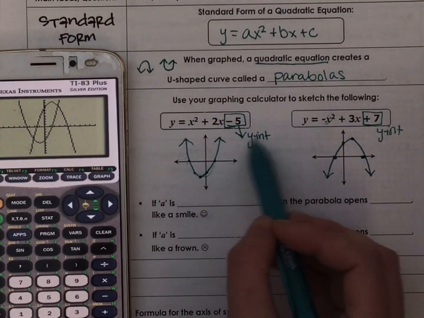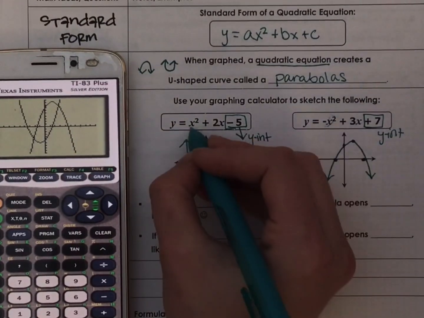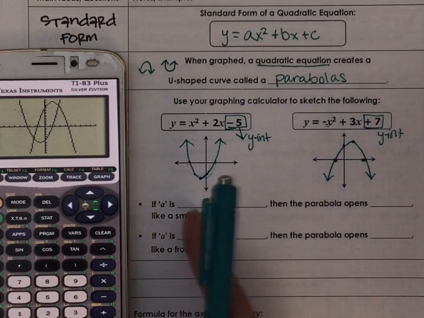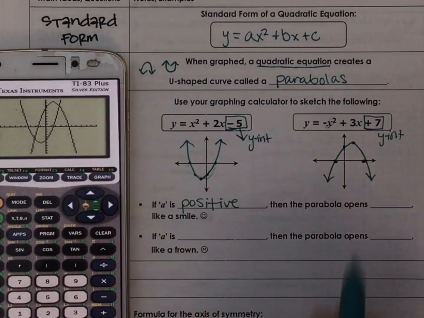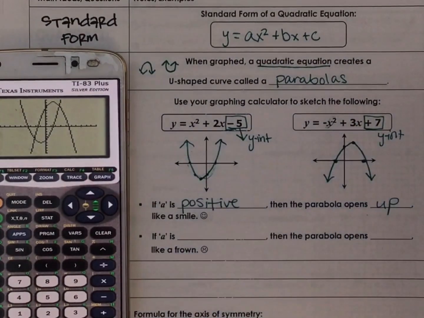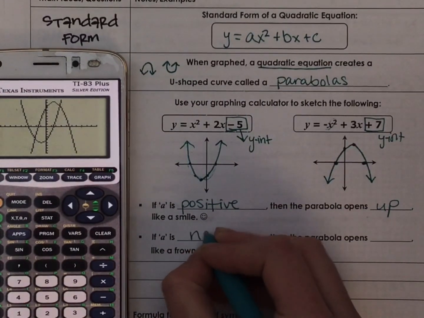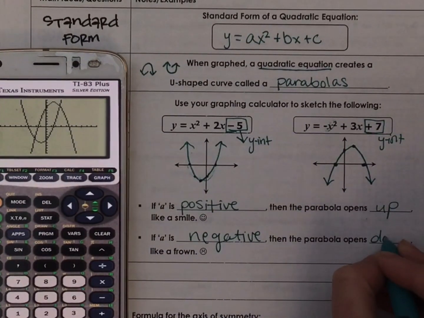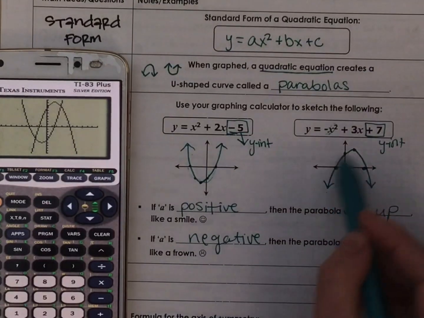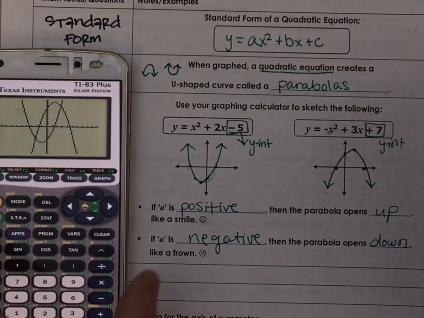So we know the y-intercept can't be the difference. We said the numbers don't make much of a difference. So the only thing that's different is that this one is negative and this one is positive. So if A is a positive, that's the number in front of our x squared, then the parabola opens up. Our arrows both go up, and it creates a smile. So we would say the exact opposite. If A is a negative, like the second equation here, then the parabola opens down and creates a frown. So you can see that this would be the frowny face over here. So positive is smile, negative is frown.